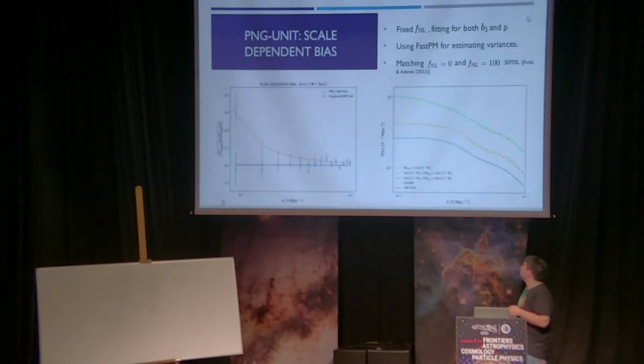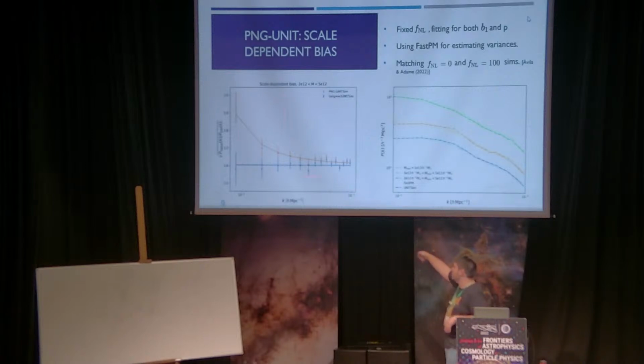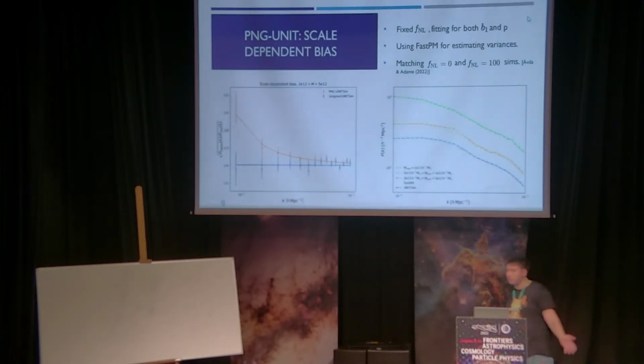So the main idea is that by fixing the f_NL parameter, we want to measure b_1 and p simultaneously, and this is what I showed you in this plot. For estimating these error bars, we have used these fast PM realizations. However, the mass definitions between the full N-body and the fast PM realizations are not the same, so we have applied a clustering matching. I don't know if you can see the faint lines in this plot, which are the fast PM realizations, and the strong lines are the UNIT simulations.